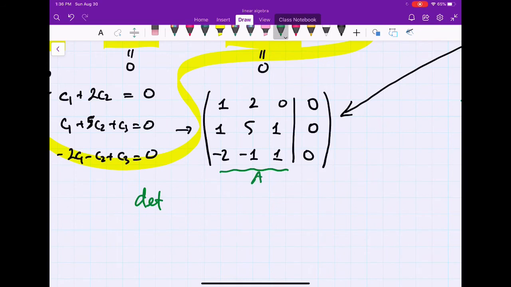Let's say this is A. So I have 1, 5, 1. I have 5 in here. 2, 1, negative 2 is negative 4. 1, negative 1, 0 is 0. Okay? Another, I get 0.